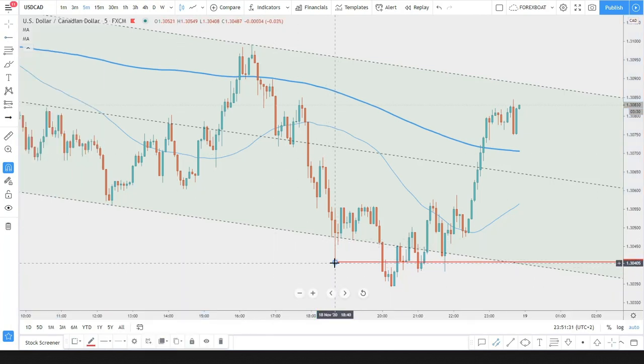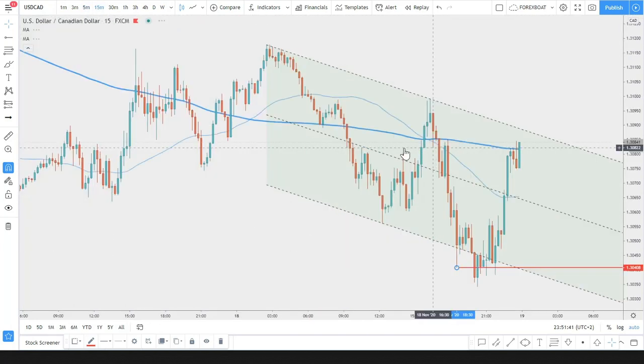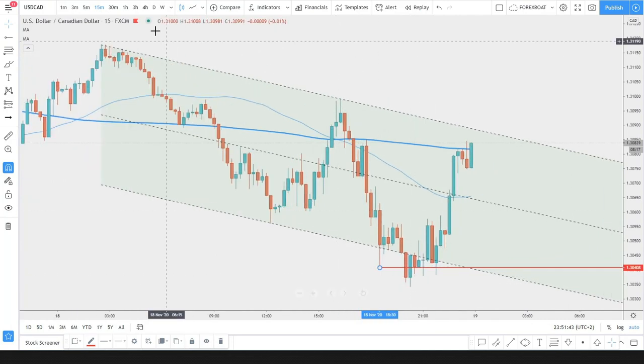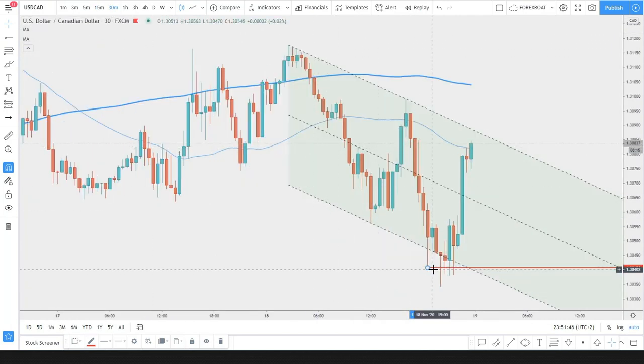So for example, this was our low. We need now to confirm break below this low. And if I'm using 5 minute chart, we need to check higher time frames for this breakout. If there is no breakout, no point to trade. So let's go 15 minute chart. On 15, price broke, that's perfect.